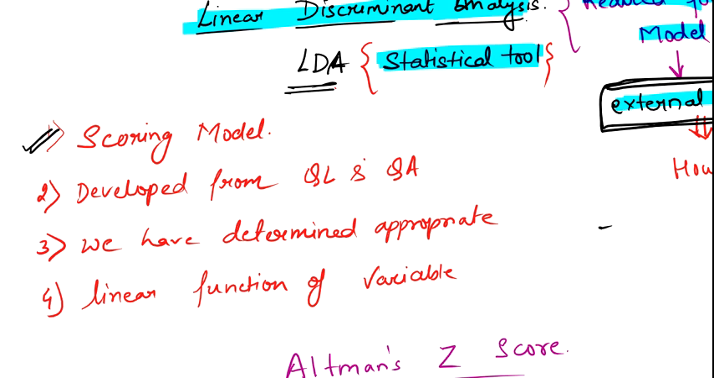Now, a few important points regarding linear discriminant analysis. One is that it's a scoring model, means somewhere we assign a score. If we are above this, we are good. If we are below this, we are bad. So everyone has their own score, and on the basis of score we produce a judgment. Clear? Next, this statistical tool is developed from qualitative and quantitative empirical data.